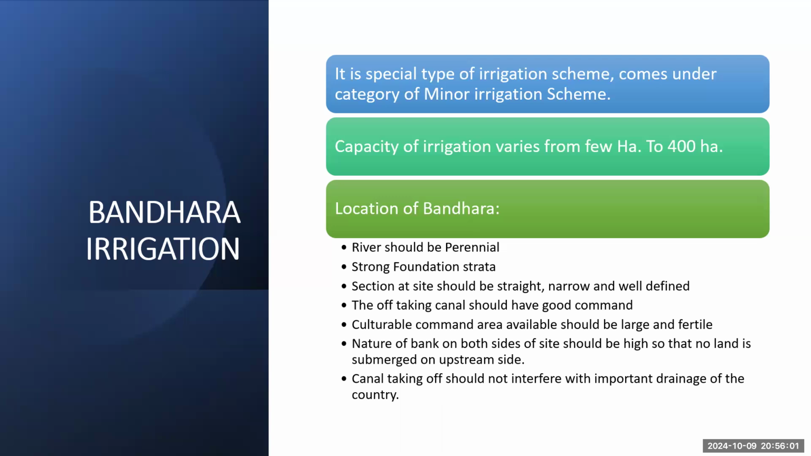Next point is canal taking off should not interfere with important drainage of the country. Now this off-taking canal is planned, and when this off-taking canal alignment is selected, care should be taken that it should not cross the important drainage lines of the area. Because if it crosses the natural drainage lines of the area, then there is a need to construct a hydraulic structure which is called a cross drainage, and which increases the overall cost of the project. So these points should be considered while selecting the location of Bandhara.